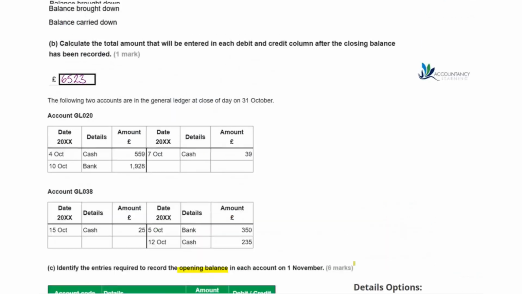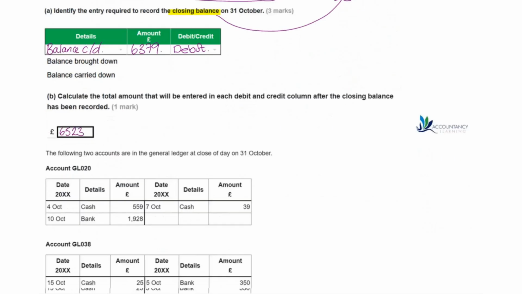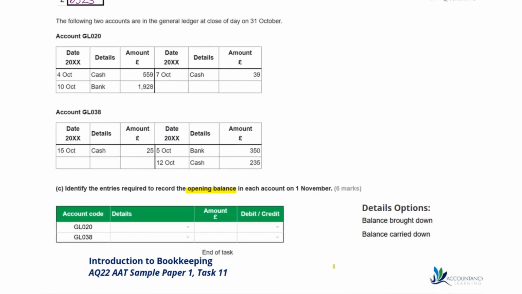Just like where we were looking at closing balances carried down, the opening balance has to be the opposite. That's going to be our brought down balance, which is then the starting balance on the 1st of November. So for both of these, it's going to be balance brought down, because we're looking for the opening balances.